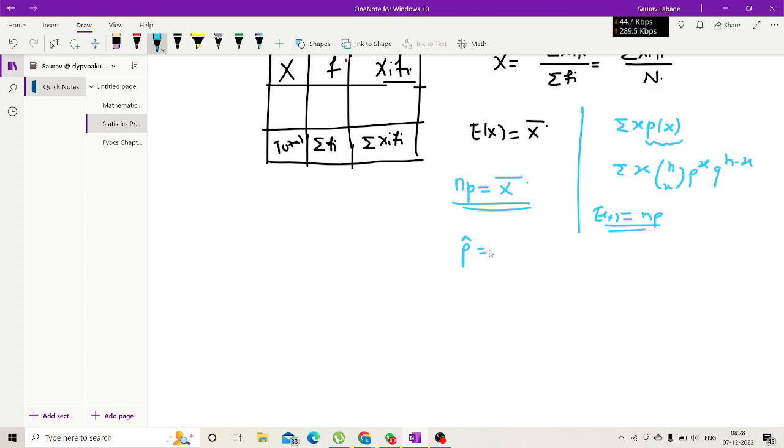Yes, np equals x bar, then what will be p estimate? P estimate will be x bar upon n, right? So from this I will get the value of p estimate, where p estimate is the estimate of the p. Okay, then step 5.